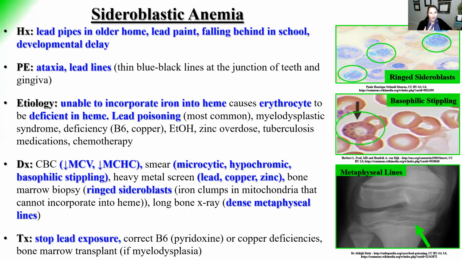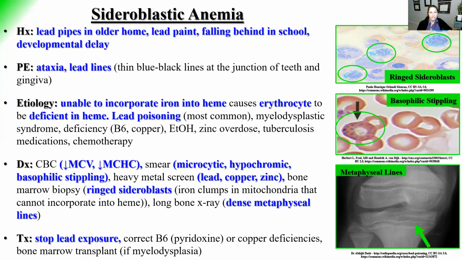Workup for the labs. We know this is part of our microcytic hypochromic anemias, so decreased MCV, decreased MCHC. On smear, we're going to see the microcytic hypochromic cells and basophilic stippling on this one. Again, that's that second picture down here. You're going to do a heavy metal screen, which will screen for lead, copper, and zinc. And remember, those can cause this as well.